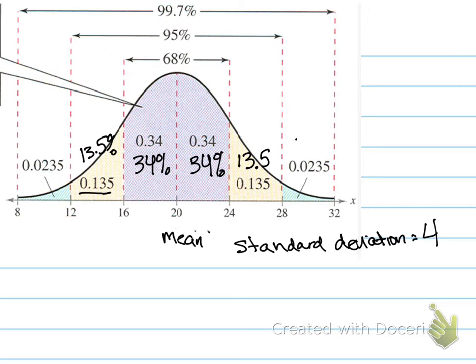And this is 2.35%, and this is 2.35%. So if it asks how much of your data falls in between 12 and 20, you're going to add up your 34% plus your 13.5%. That's how these curves work. But again, I would start at the beginning of the video and copy down that curve with the percents so that you have that in your packet for your test.